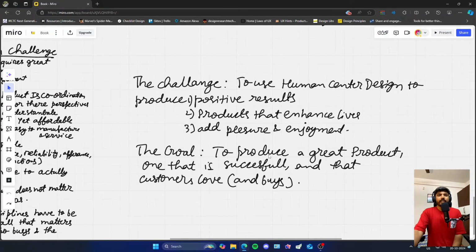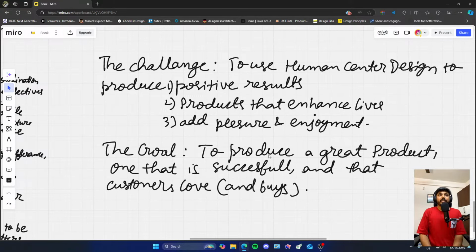So the challenge, according to the conclusion of this chapter, is to use human-centered design to produce something which is positive in terms of all kinds of results, products that enrich lives, add pleasure and enjoyment. And the goal is to produce a great product, one that is successful and that the customer loves and buys. So that's a summary of the first chapter of this book. Where is the book? Oh, yeah. The Design of Everyday Things by Don Norman.